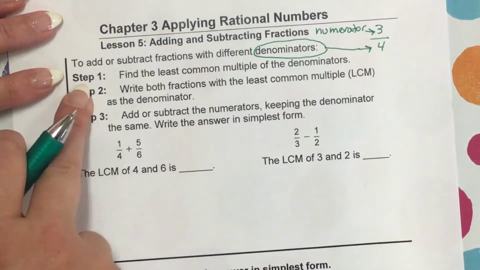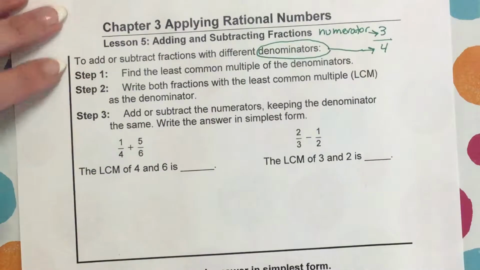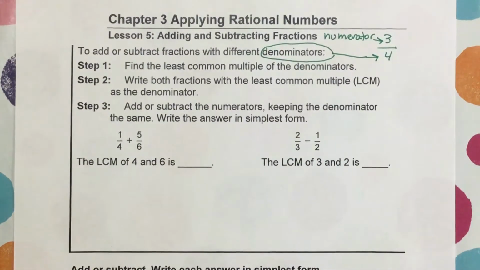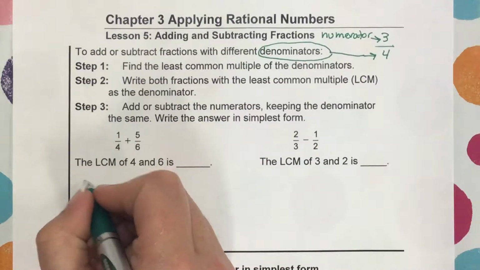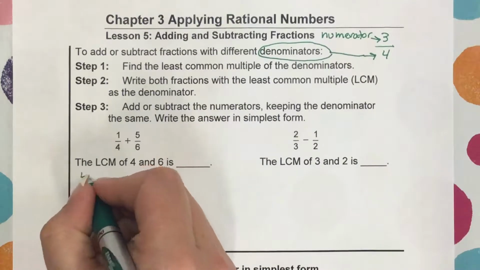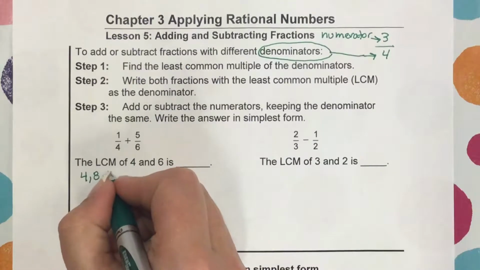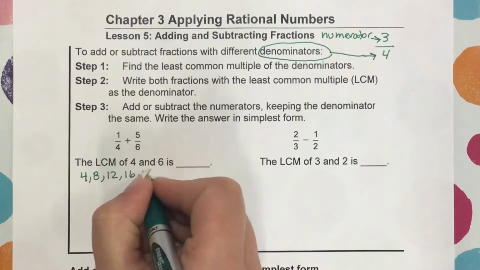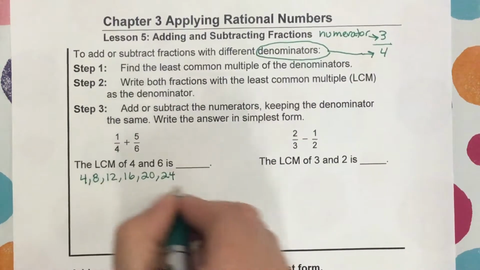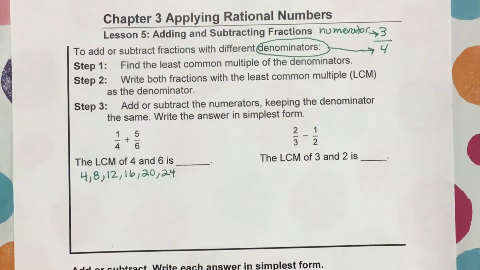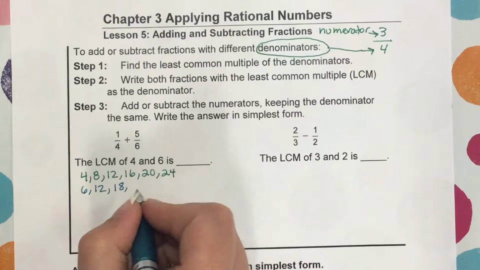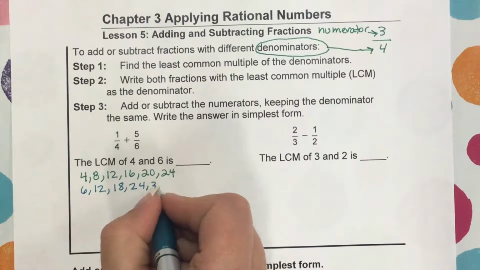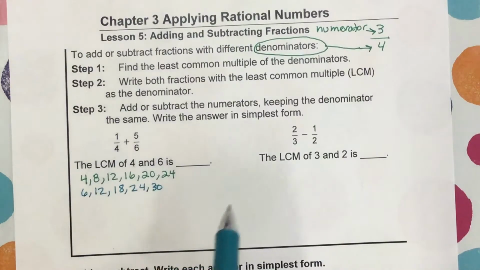So the first step is to find the least common multiple. Now, we talked about this in a previous section, but let's just go ahead and review it. So what least common multiples are, so if we were to look here between 4 and 6, that means, let's say we count by 4. So we count by 4, 4, 8, 12, 16, 20, 24. These are called multiples of 4. And then we count by 6s. 6, 12, 18, 24, and 30. Those are multiples of 6.